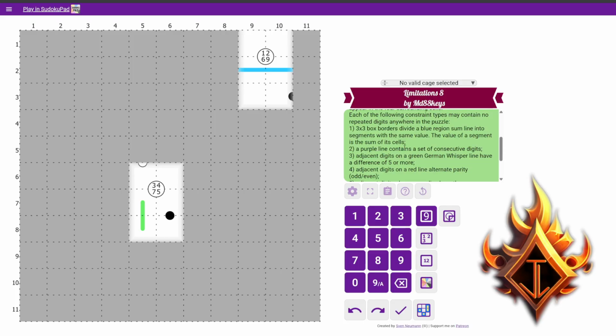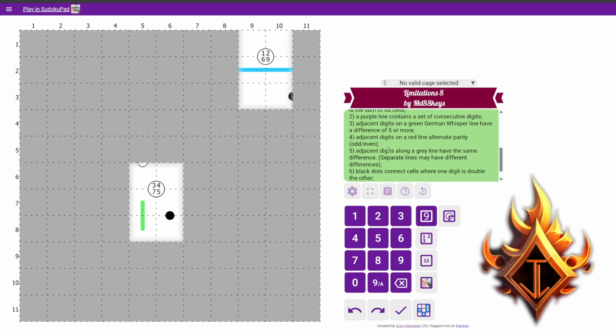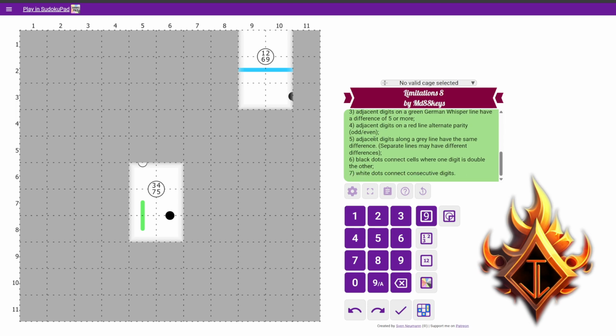A purple line contains a set of consecutive digits. Adjacent digits on a green German whisper line have a difference of 5 or more. Adjacent digits on a red line alternate parity, odd and even. Adjacent digits along a gray line have the same difference. Separate lines may have different differences. Black dots connect cells where one digit is double the other, and white dots connect consecutive digits.